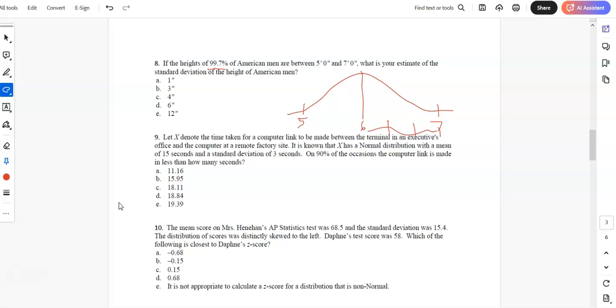So dividing 1 foot by 3, which is 1/3 of a foot. What's 1/3 of a foot? 1/3 of 12 inches is 4. So I think it'd be that. You can also take the difference between 7 and 5, which is 2. So 2 feet divided by 6 is, again, 1/3 of a foot, which is 4 inches.